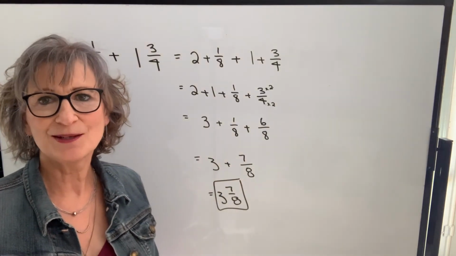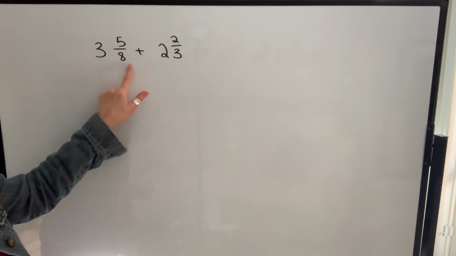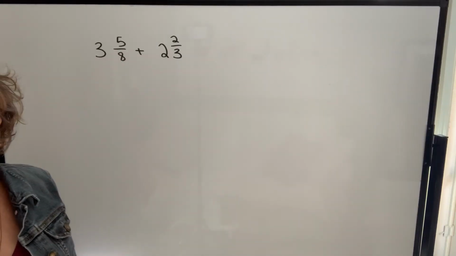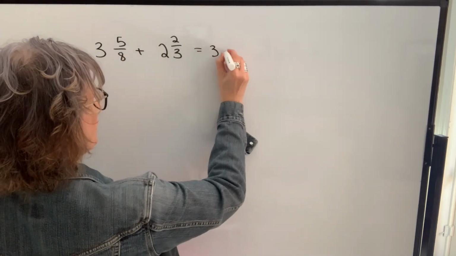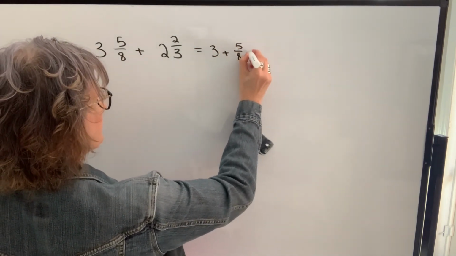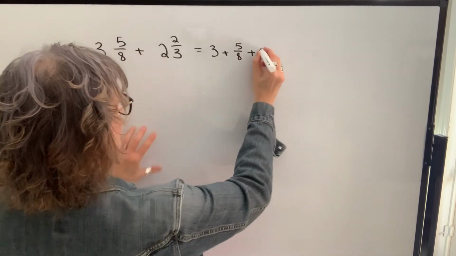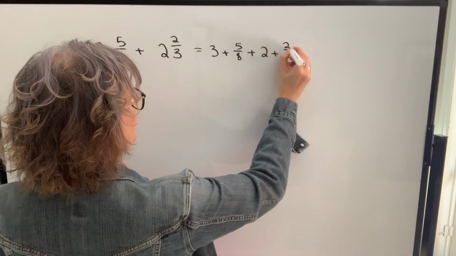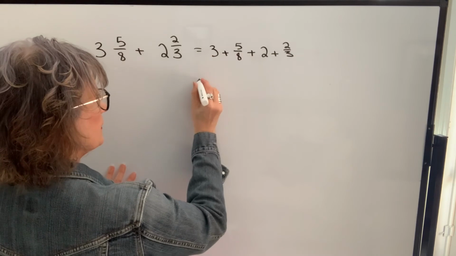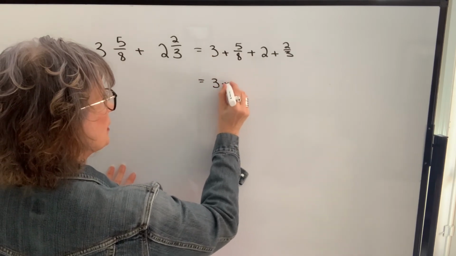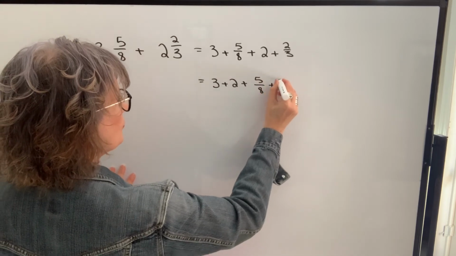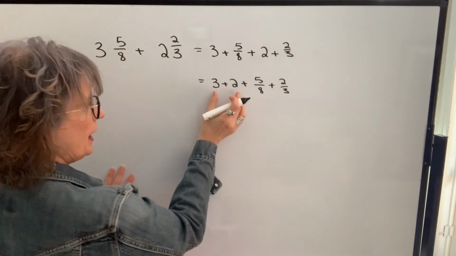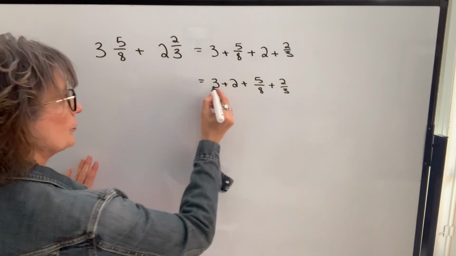Let's look at one more example. Again, we have mixed numbers, so we can think of that or even write it down as 3 plus 5/8 plus 2 plus 2/3. Then we can get the whole numbers together, 3 plus 2 plus, and now we have the fraction part, 5/8 plus 2/3. So we're going to add the whole numbers together. 3 plus 2 is 5.